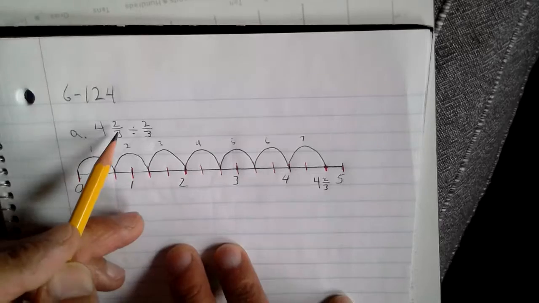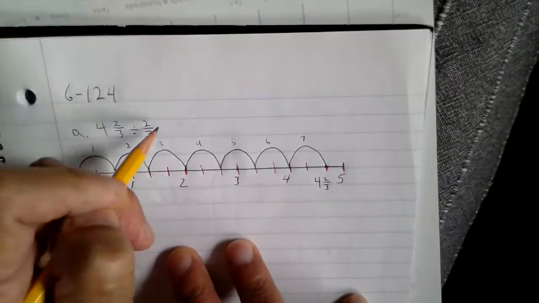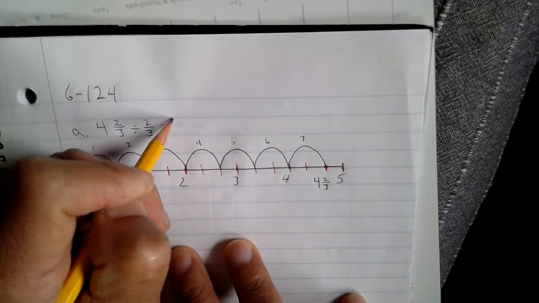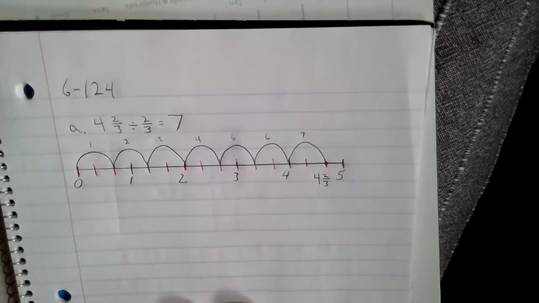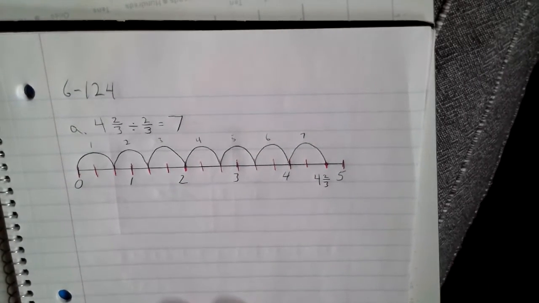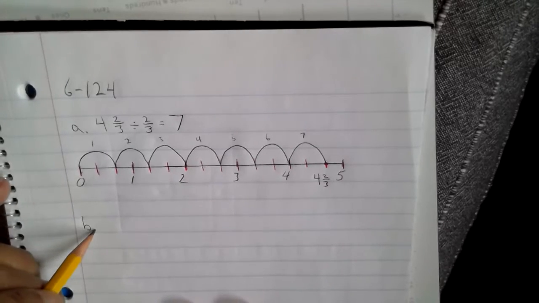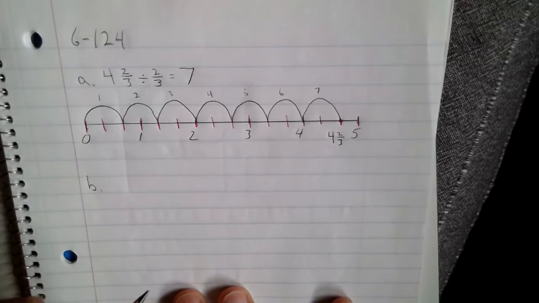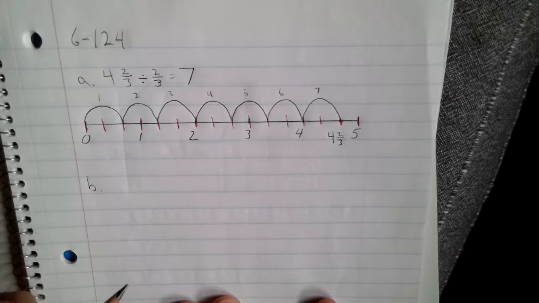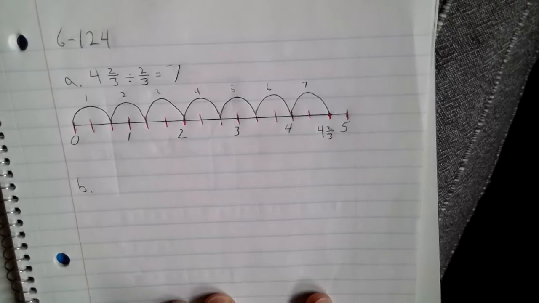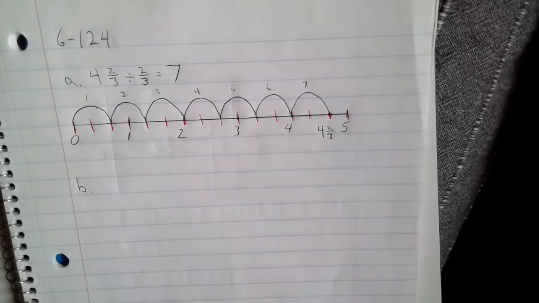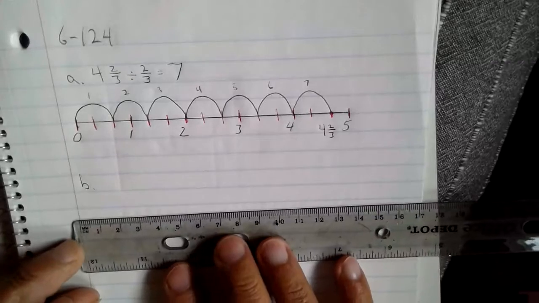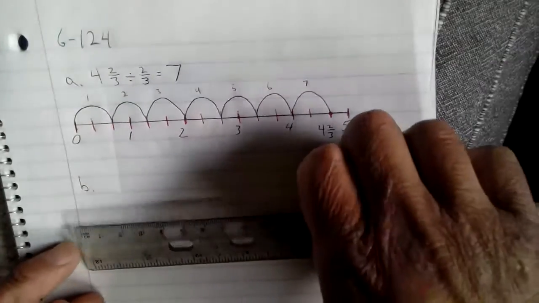So we have 4 and 2/3 divided by 2/3 is equal to 7. Our next one we have B. Okay, now we have 10 divided by 2 and 1/2. Okay, so really we're going to start to say how many complete groups of 2 and 1/2 can we take out of 10? Okay, let's go ahead and draw it out.